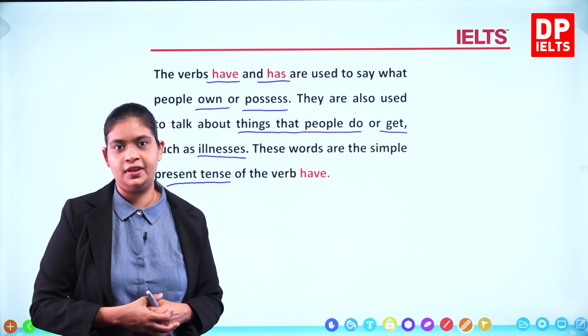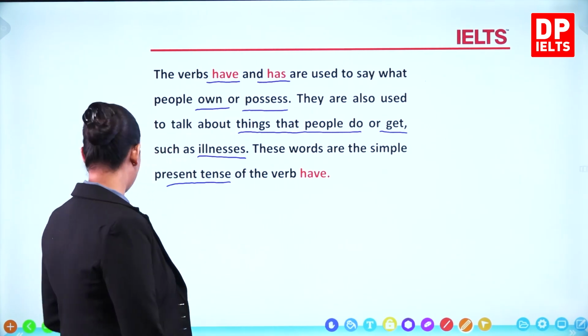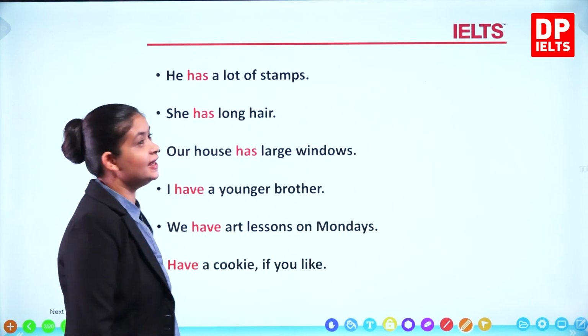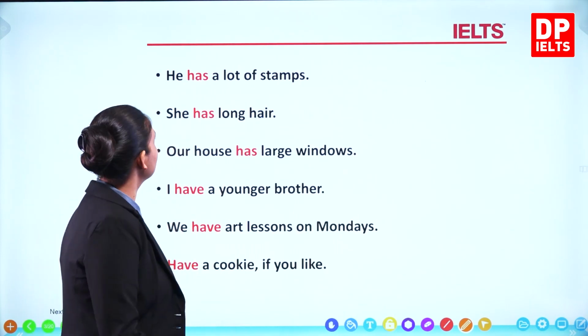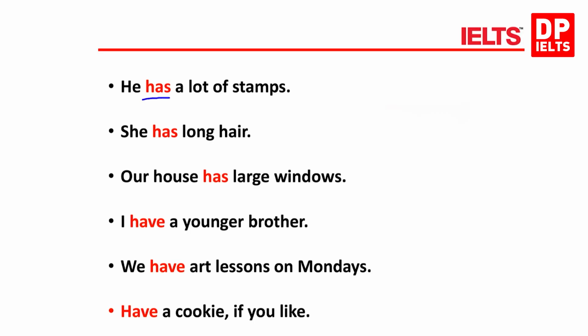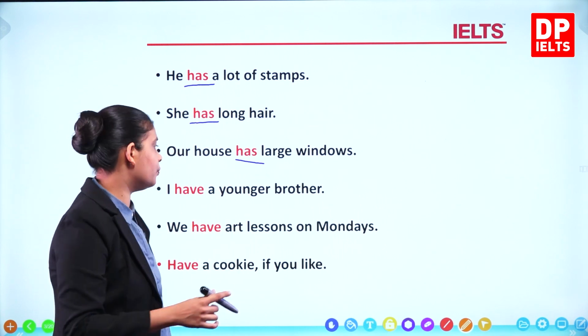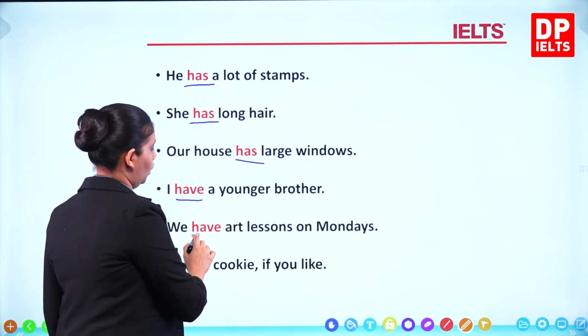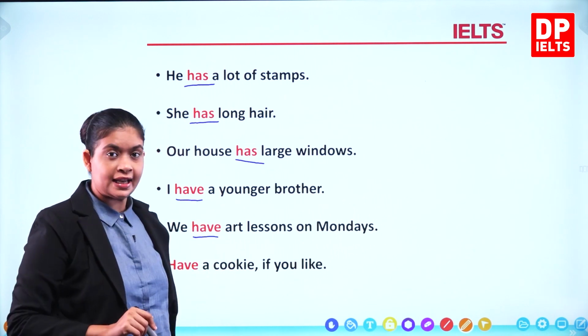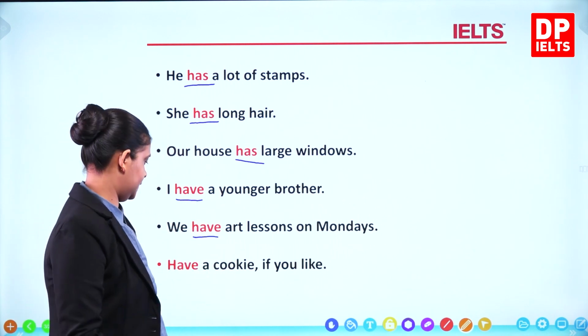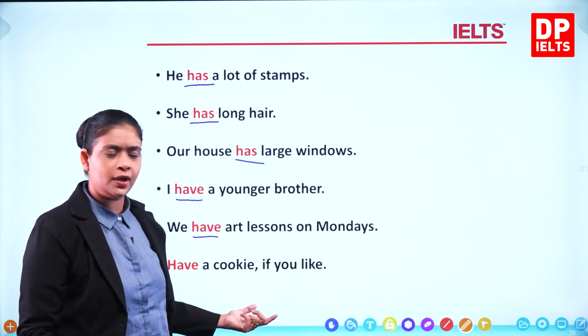So, let us have a look at what are the examples, right? He has a lot of stamps. She has long hair. Our house has large windows. I have a younger brother. We have art lessons on Mondays. Have a cookie if you like.